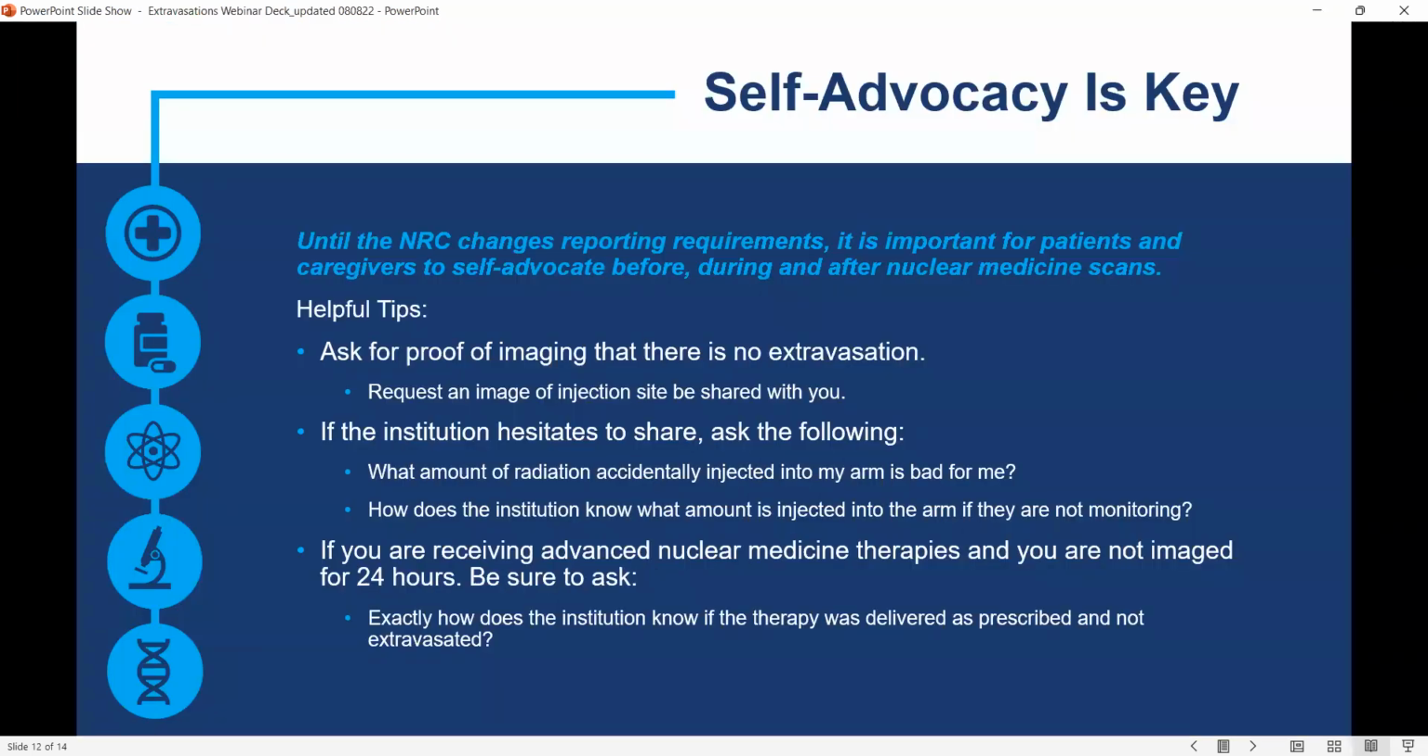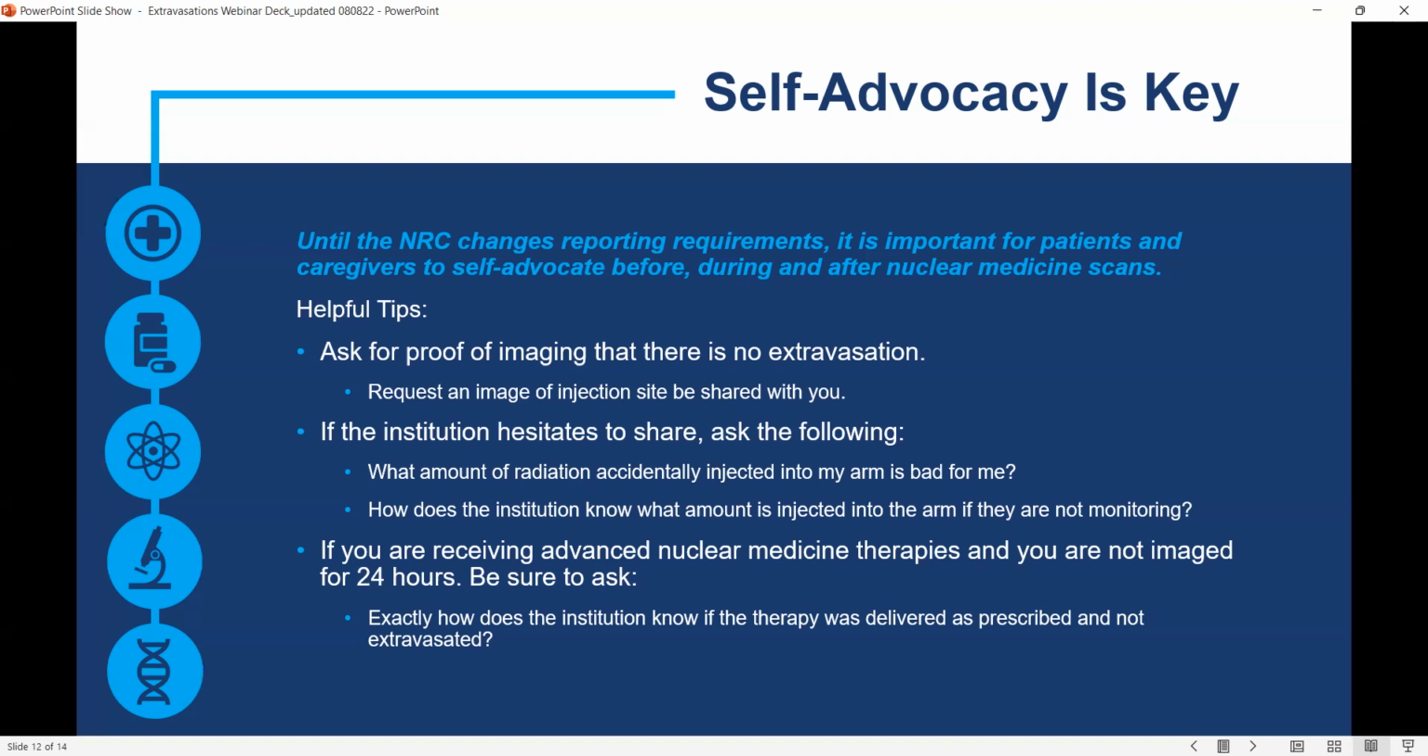But until the NRC changes the current reporting requirements, it is important for patients and caregivers to self-advocate before, during, and after a nuclear medicine scan, just like Pam did. So the first thing, if you feel like something is different, or as Pam said, it just didn't feel right, ask for proof of the imaging that there is no extravasation. Request an image of the injection site be shared with you.